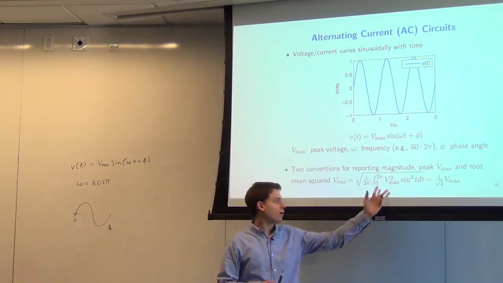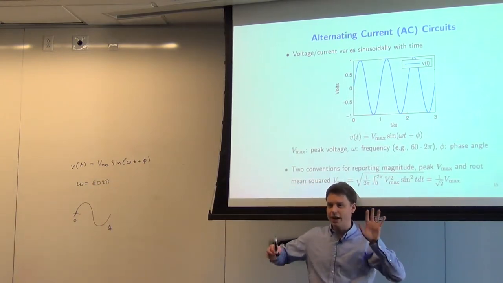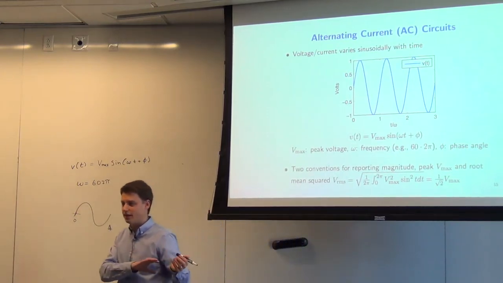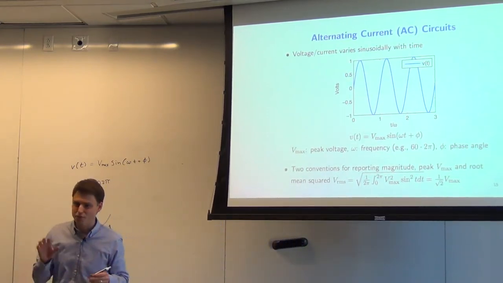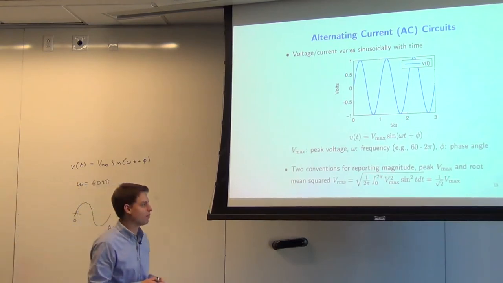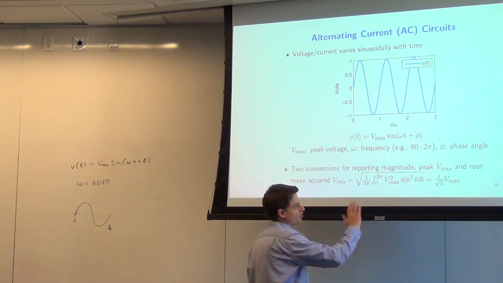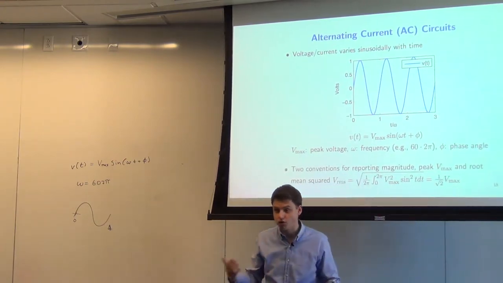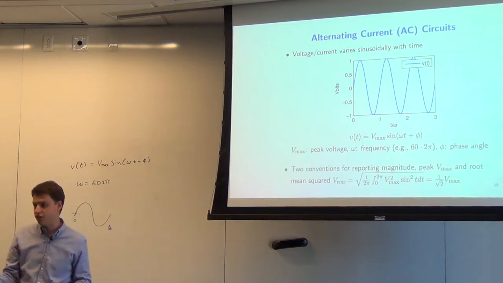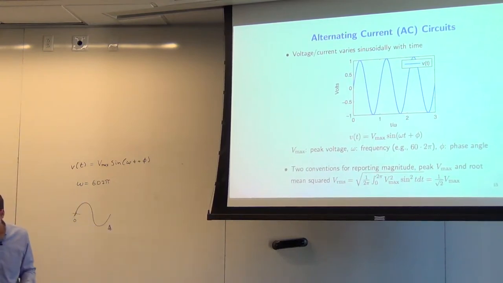You can think about why squaring things here might be similar to that, because voltage and current are related through Ohm's law, and the power is voltage times current. So you can think of why these things might be squared. But really, it's just a convention that's the most common way. People typically refer to the magnitude of AC voltage in terms of this root mean squared value.